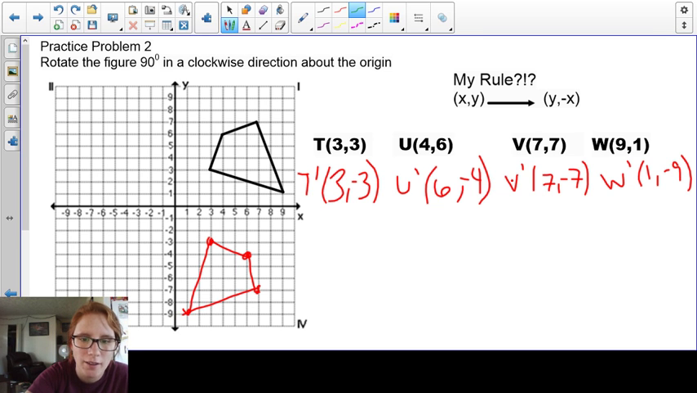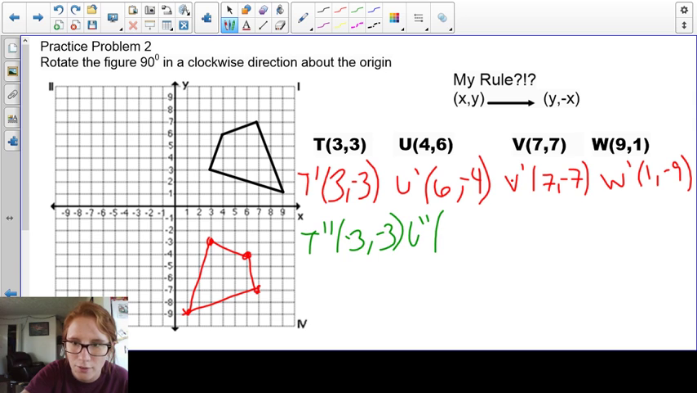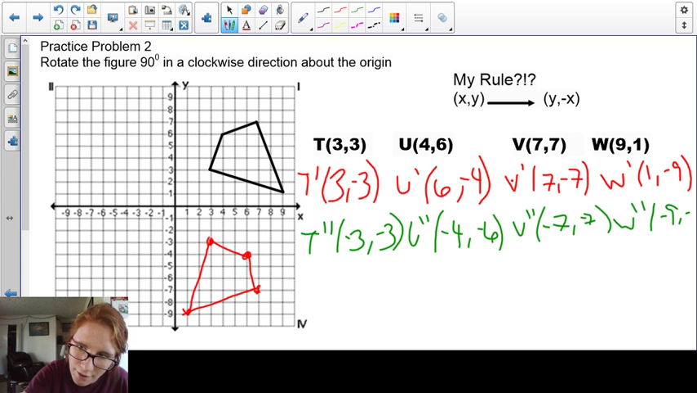Alright, so let's do the second prime now. I need my thickness to go down. There we go. So T double prime will be at y, which was negative 3, and then the opposite of the x, so negative 3. U double prime will be at negative 4, negative 6. V double prime will be at negative 7, negative 7. And W double prime will be at negative 9, negative 1.